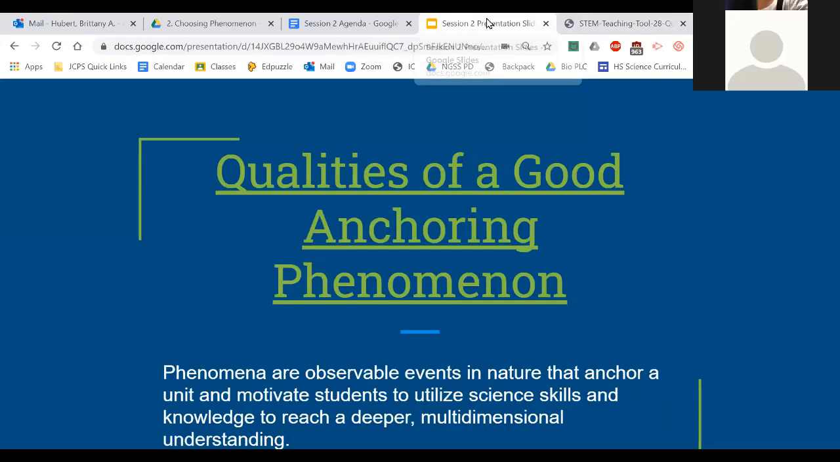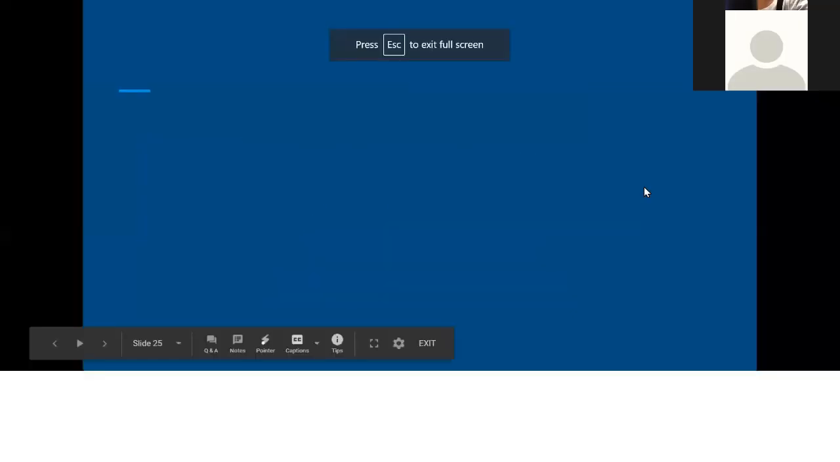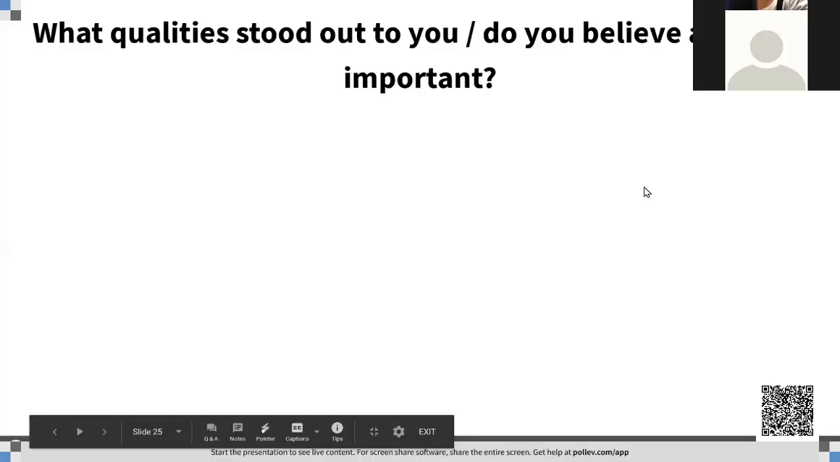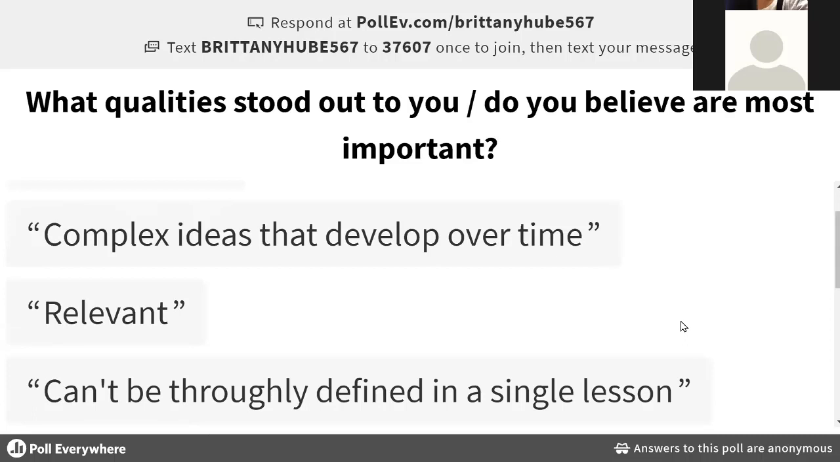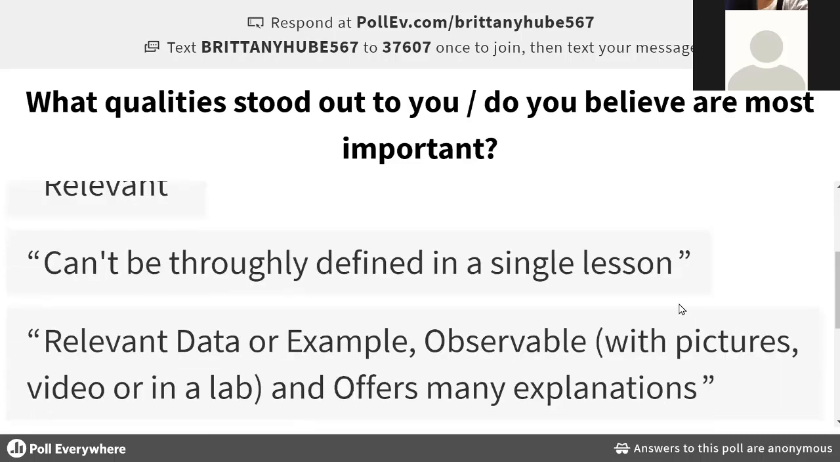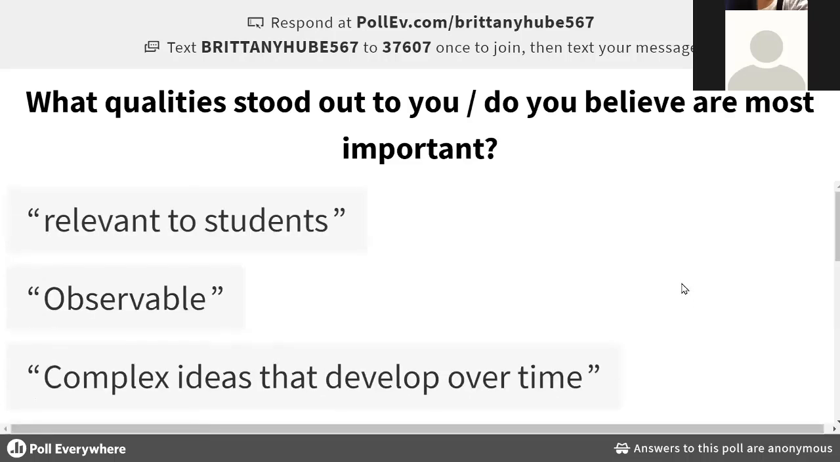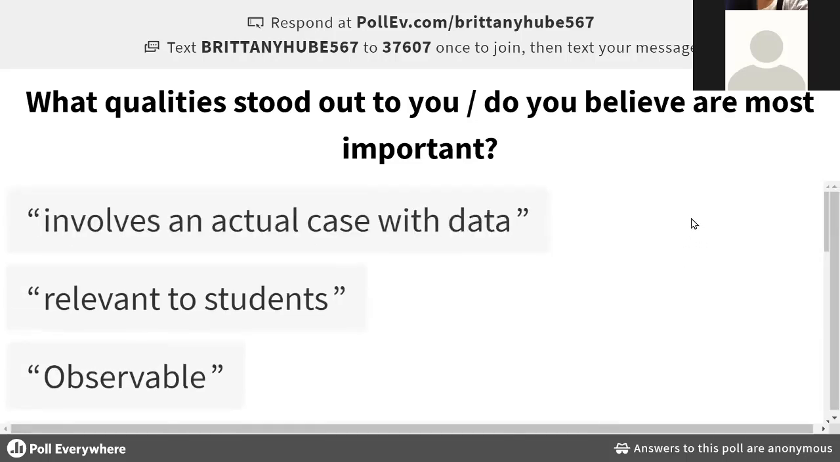Then what I'm going to have you do on Poll Everywhere is tell me what qualities stood out to you, or that you believe are most important, from that list of qualities of an anchoring phenomenon. Yeah, so I'm seeing lots of observable and relevant, which is super important and also probably the most difficult part. Involves an actual case with data. Yeah.